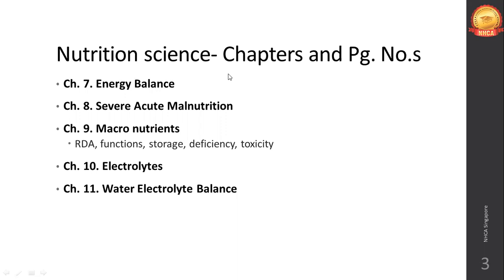Water electrolyte balance. Distribution of water: how is water distributed in the body? They have explained the distribution of water well. Functions of water, very important. Requirements, just read it through. Water balance. Thirst mechanism, kidneys, maintenance of fluids, just read that. Edema, water depletion, that is, what is the effect of dehydration.